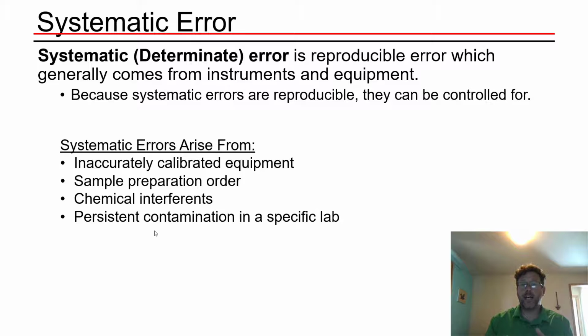In the context of our class, we'll call out systematic errors for you, and systematic errors will be recognizable because you know the exact value of the error and whether the error is biased high or biased low. We'll talk more about an example of that in a second, but in general, systematic errors arise from inaccurately calibrated equipment, the order of sample preparation during your experiment, the action of chemical interference in the matrix, and types of persistent contamination in a specific lab.